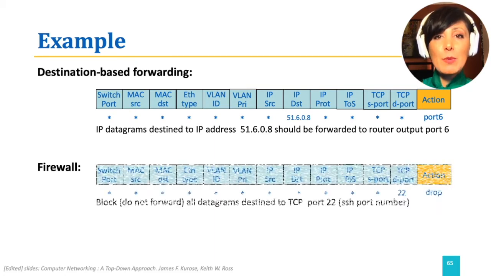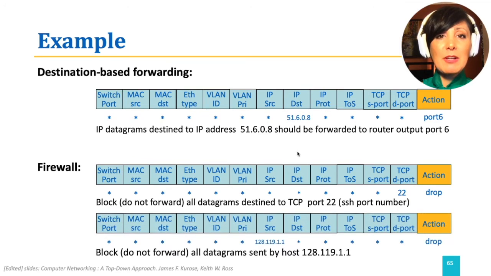Second, imagine we want to implement firewall functionality to limit the incoming traffic to a host. Firewall functionality could be achieved by a drop rule based on different fields matched. For example, we can limit TCP incoming packets to a specific port, for example port 22 to limit SSH possibility. Or we can drop packets coming from a specific source, for example 128.119.1.1, probably because it is detected malicious.